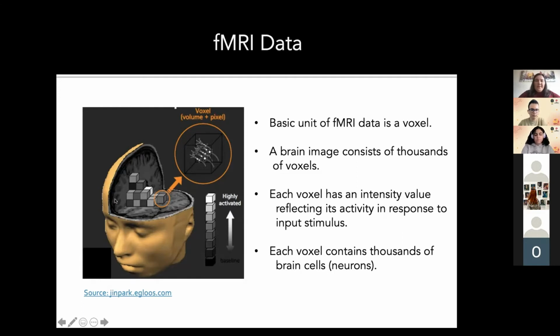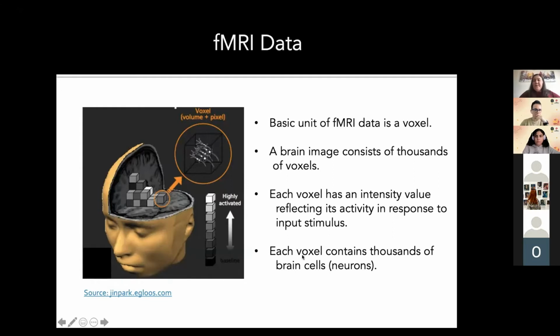So here you can think about your brain, and these are all, for example, 3 by 3 by 3 millimeter cubes. These are voxels. And a brain image consists of thousands of voxels. And each of these voxels has an intensity value reflecting its activity in response to an input stimulus. Maybe when you show a face, a house image, a video or a word, whatever you are presenting, each of these voxels shows some kind of activation. And I'm going to tell you how we compute that.